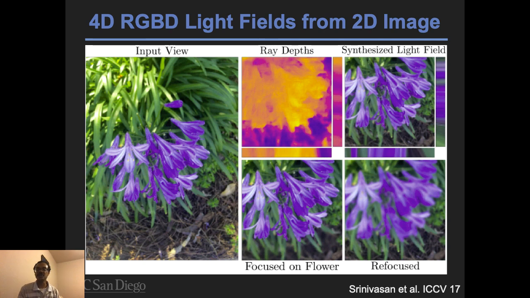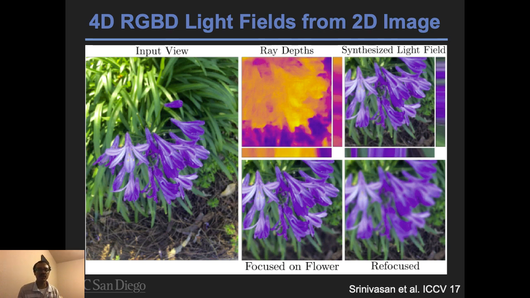In work with my PhD student Prathul Srinivasan and Ren Ng at ECCV 2017, we in fact showed a proof of concept that you could do this for a specific class of scenes, in this case scenes of flowers and plants. The leftmost image is a mobile phone capture. We actually recover 4D ray depths, and on the sides I'm showing the epipolar plane images corresponding to that, as well as the 4D light field. Then we can refocus images such as refocusing on the flower or refocusing on the background.